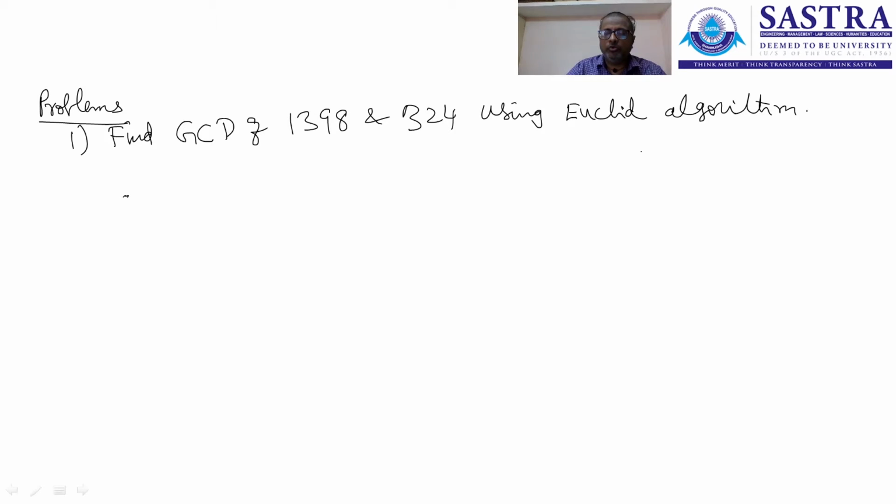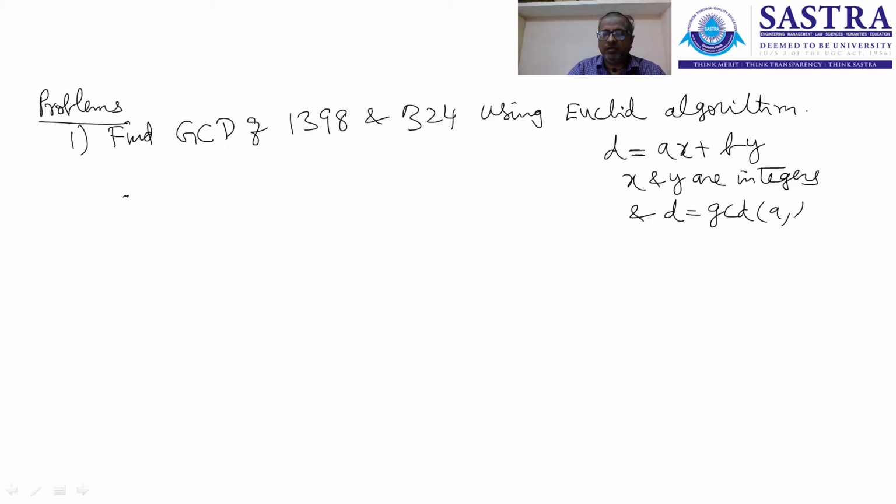In this case, you express D in terms of AX plus BY, where X and Y are integers, and D would be the GCD of A comma B. So this would be the pattern, the process that we will be doing here. Let me first express this GCD in terms of AX plus BY.